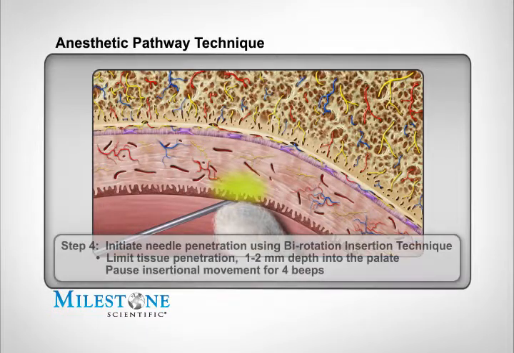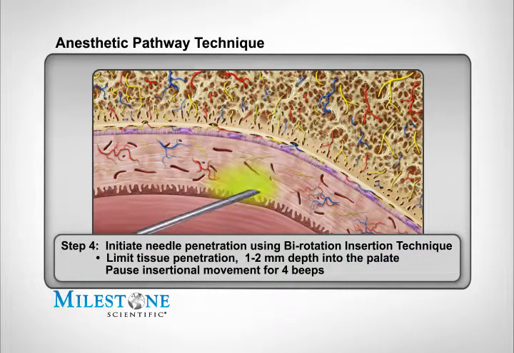Step 4. Rotate the handpiece back and forth with a slight forward movement to allow a shallow puncturing of the tissue to the depth of 1 to 2 millimeters. Then stop forward movement to allow the STA system to continue to deposit anesthetic for an additional 4 to 5 beeps before any further penetration of the tissue.